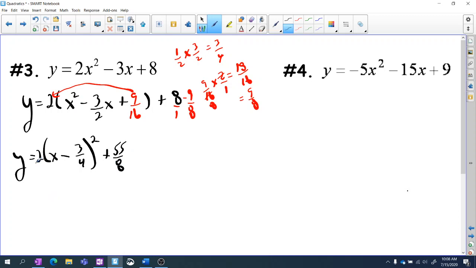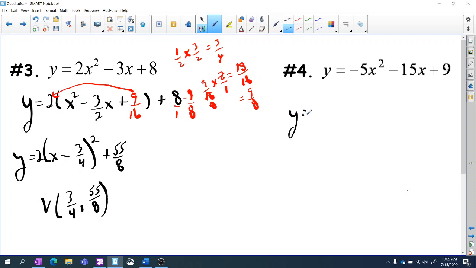Leaving us with it opens up, stretch factor of 2. The vertex of this one is at an ugly 3/4, comma 55/8. Now that would be very fun to try and sketch, but at least we can algebraically work our way through and find the exact coordinates of that vertex. All right, let's try one more of these messy ones.